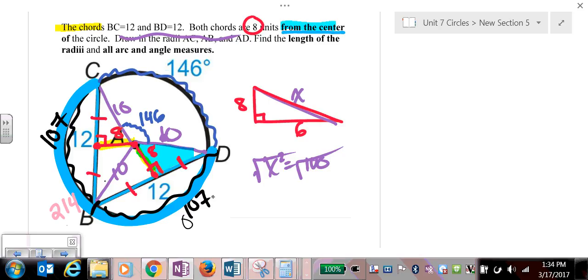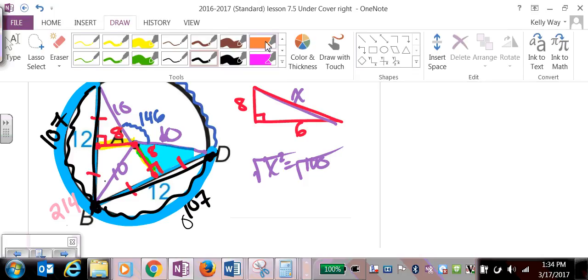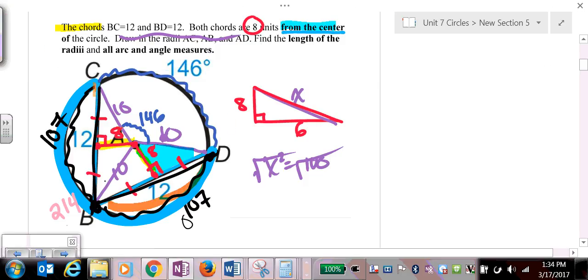How do I split it? Why did I know that was congruent? Okay. Do you see how the chords are equal length? If the chords are equal length, then the arcs are also equal in length. That was in last night's videos. If the chords are equal length, the arcs are equal length.